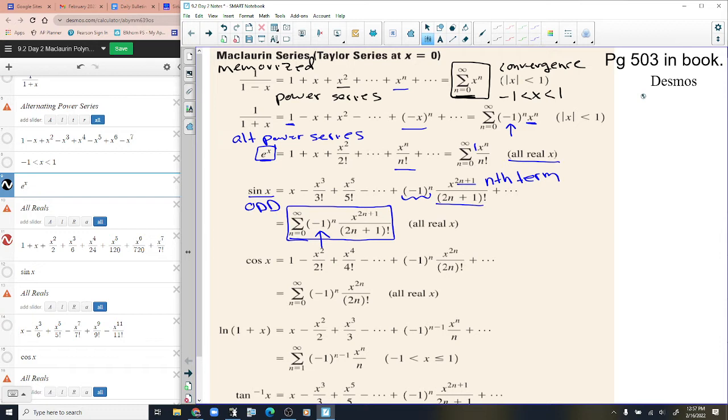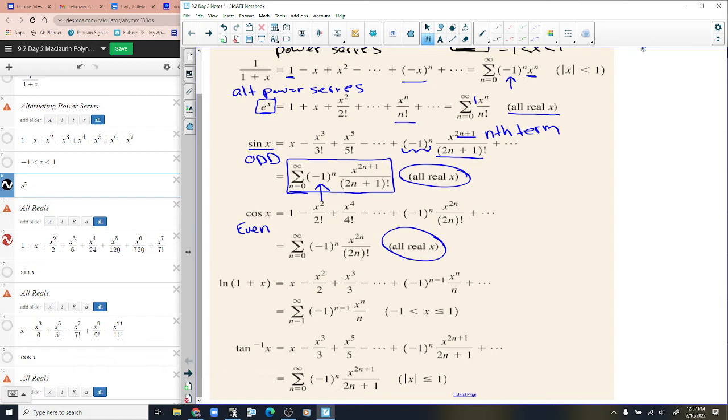Cosine, when you center at 0, is an even function. So you have all of the even powers. Now these converge for all reals. And sine and cosine get incredibly accurate, incredibly fast. The rest of them don't quite match up to sine and cosine.